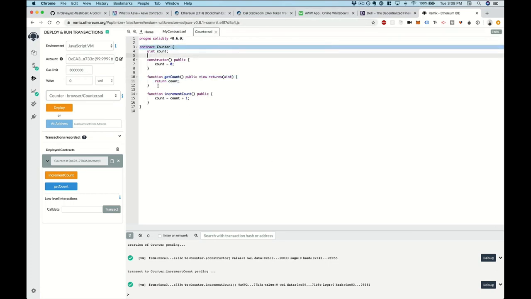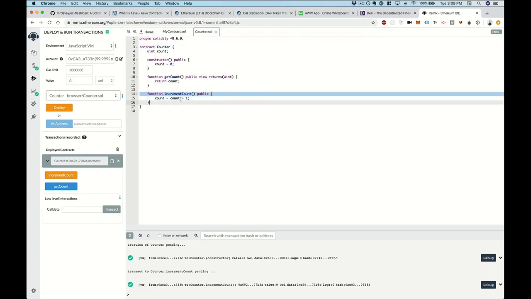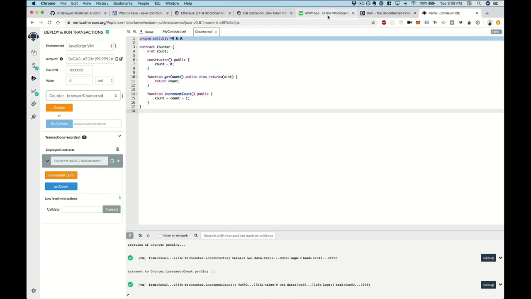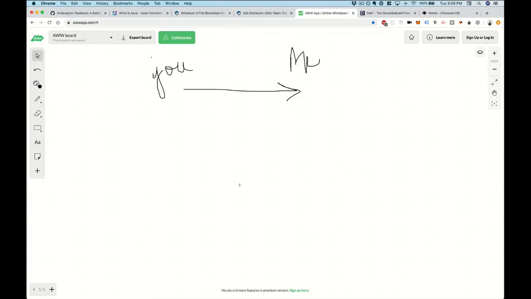So sending cryptocurrency is a transaction. Calling a function that writes to the blockchain, like increment count, right here, also creates a transaction. So those are both simple types of transactions. You can have very complex transactions, right? So let's think about a complex transaction, like a flash loan transaction.